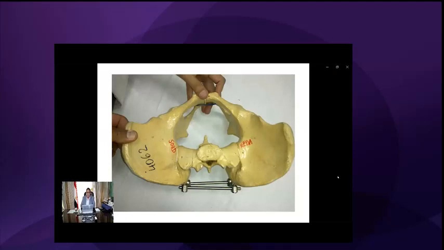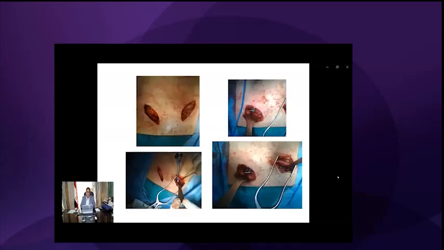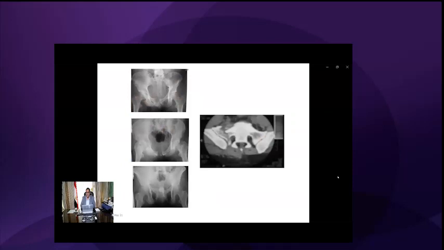This is the first case, so we were exposing the posterior sacroiliac spine with a big wound, but now it's just 1 centimeter that can take 2 screws. The idea is that with the exposure of the posterior sacroiliac spine and directing your screw towards the greater trochanter, you don't need any image intensification. And then 1 or 2 screws on this side, 1 or 2 screws on this side, and then connecting them subcutaneously with a rod.